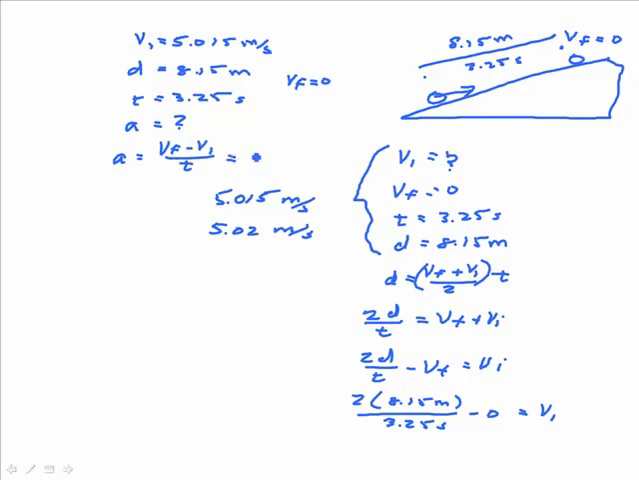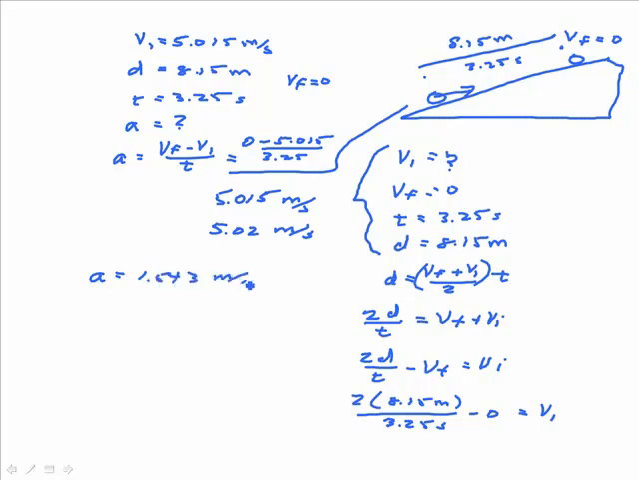Now, most of the solutions require a knowledge of Vi, and so we'll use the Vi that we solved for in the first problem. So we get 0 minus 5.015 divided by the time, which is 3.25 seconds. And what we get is a equals 5.015 divided by 3.25, and we get 1.543.